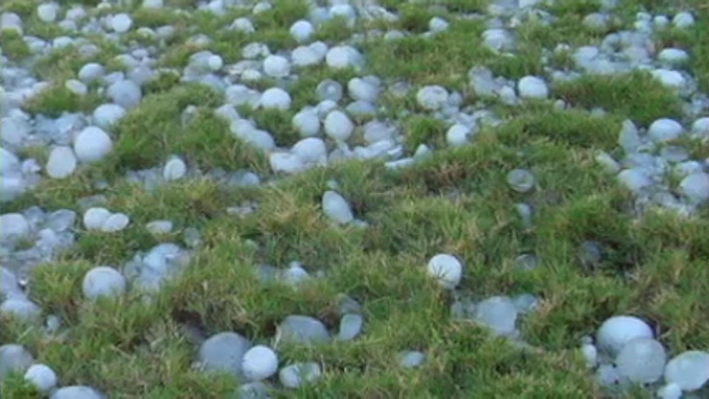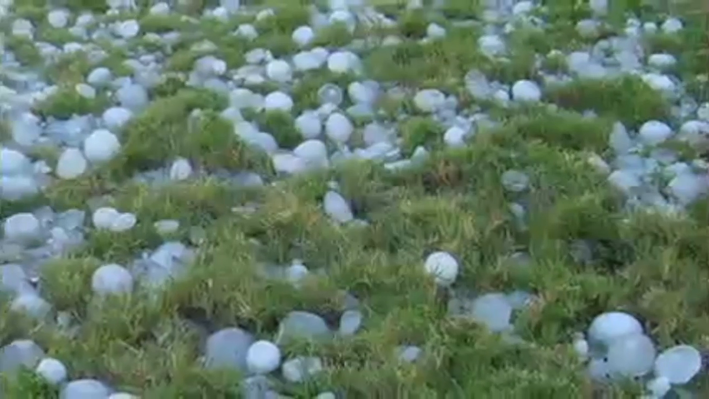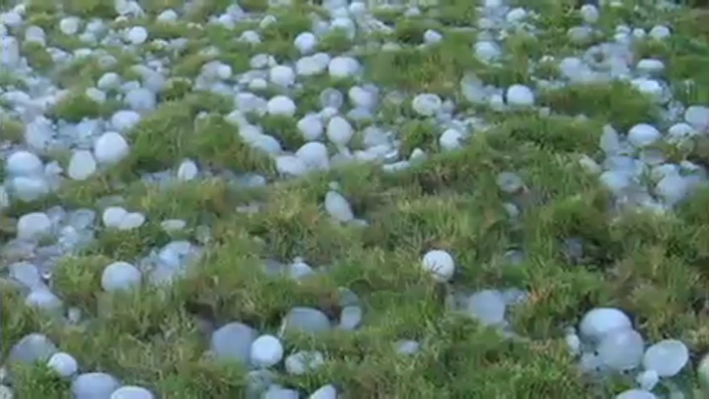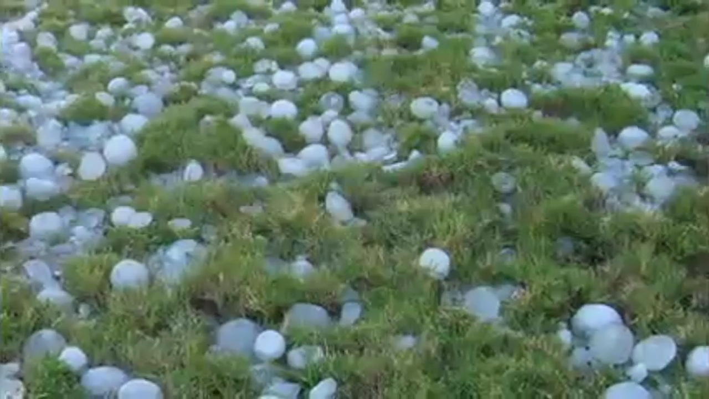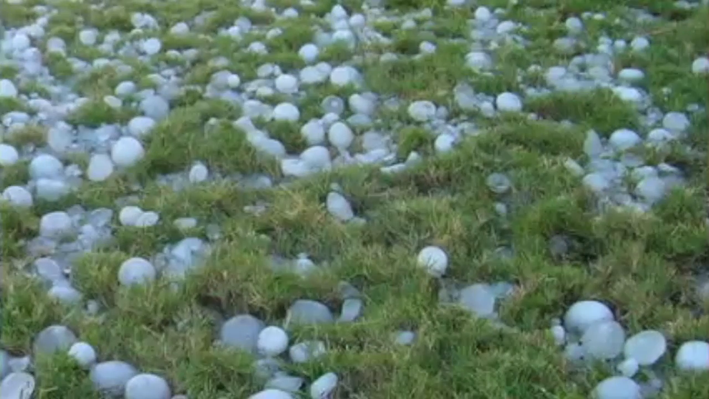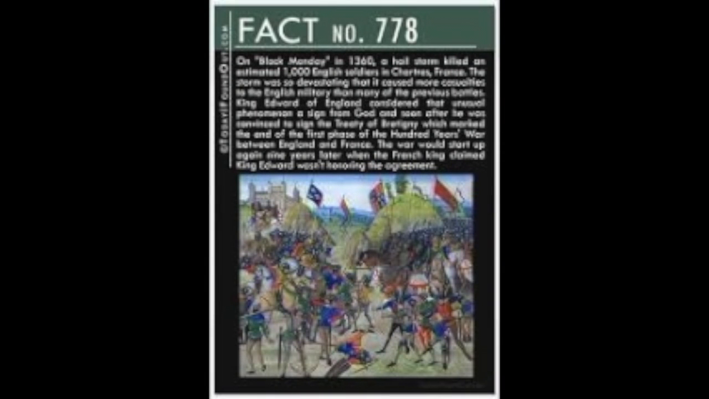Sometimes precipitation can be calm, and other times it can be very severe. Some severe precipitation events have happened in history, varying from hail to other forms of precipitation. During the Hundred Years' War, a hailstorm hit the English army during an invasion of France. The amount of casualties caused by the storm was estimated around 1,000 soldiers. That day, April 13, 1360, has since been known as Black Monday.